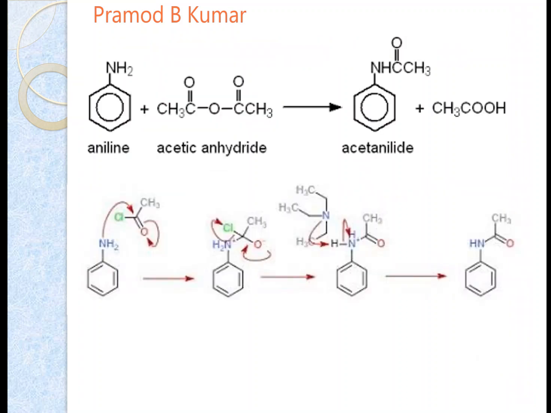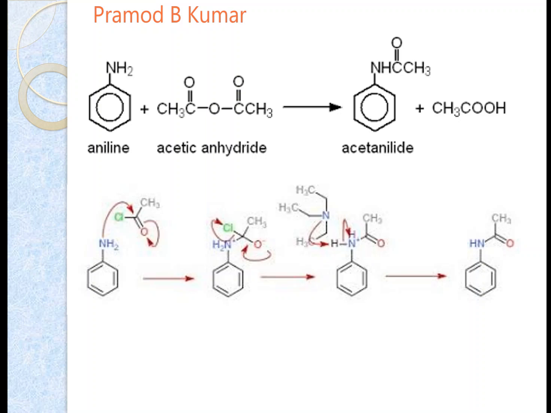Let us say in case of aniline, when it is treated with acetic anhydride, you get your acetanilide. Similarly, when you treat aniline with acetyl chloride, it undergoes a nucleophilic attack on the carbonyl carbon, there is a loss of chlorine, and you get your acetanilide.